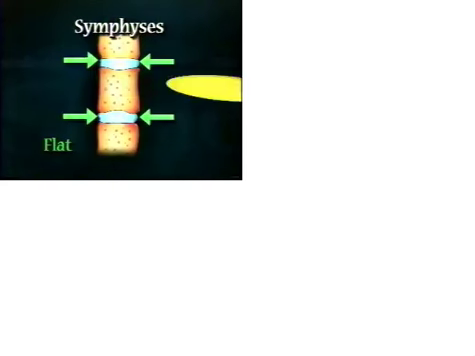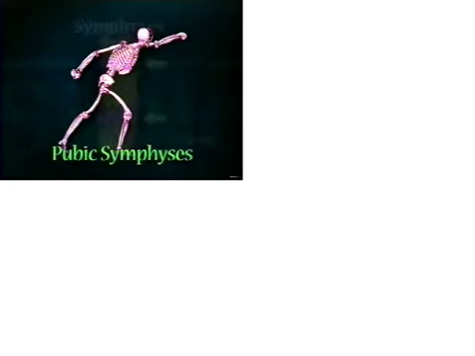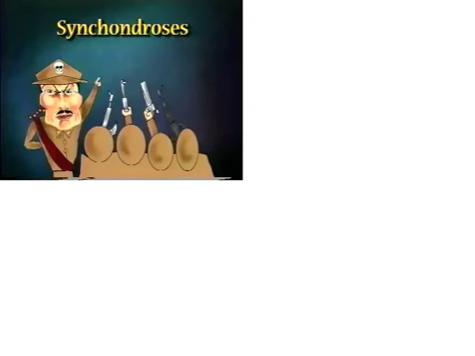Symphyses are flat, frisbee-like discs of cartilage between the vertebrae. The proper name for these frisbees is intervertebral discs. Symphyses are also found between the vertebrae and in the pubic symphysis of the pelvic girdle. The synchondroses are another fine example of cartilaginous joints.